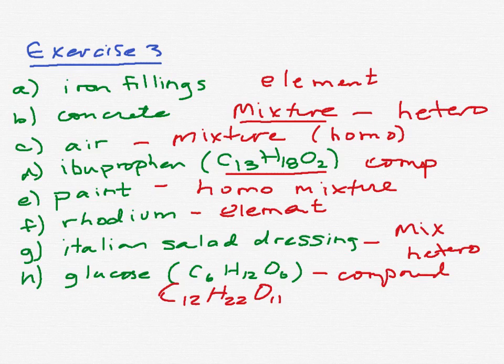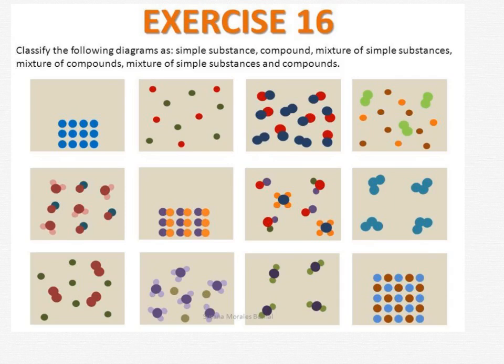The last diagram in this little video I stole from the internet, and it's a nice little one. I like it a lot. At the top it gives instructions, and it says, the following diagrams, classify them: a simple substance, i.e. an element, a compound, a mixture of simple substances, a mixture of compounds, or a mixture of simple substances and compounds. Let's just scan and take a look at these.